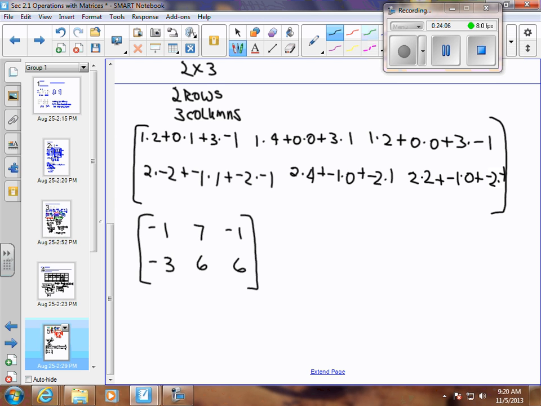And I'm not sure about my first element here. Let me double check this one. I found my mistake. This was supposed to have been 1 times negative 2. So negative 2 plus 0 plus negative 3 will make this a negative 5. Okay, so that should be correct.